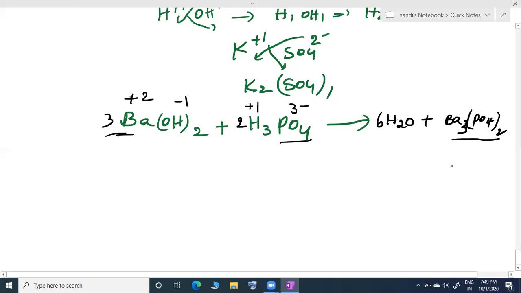So 3 barium means the product also 3. Then you can check how many OHs here. 3 into 2, 6 OHs. 2 into 3, 6 hydrogens. So you will get 6 water molecules. Got it?